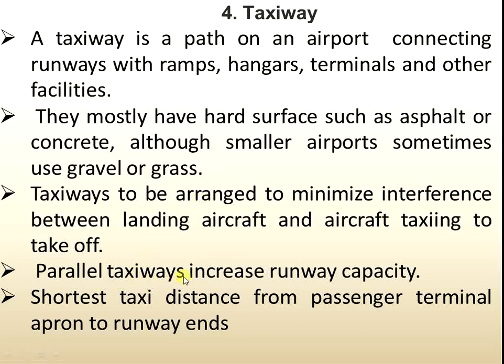Next, a parallel taxiway increases the runway capacity. It is very helpful for the runways. The parallel taxiways increase the runway capacity also. Shortest taxi distance from passenger terminal and apron to runway ends. It is very short. This taxiway has to be constructed to minimize the distance from the passenger terminal and apron to the runway ends. This is very helpful about taxiways.